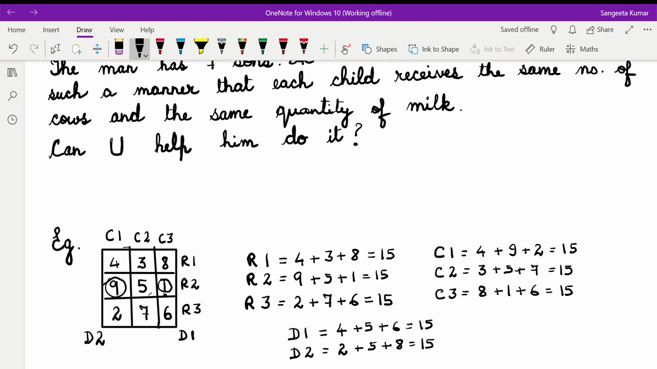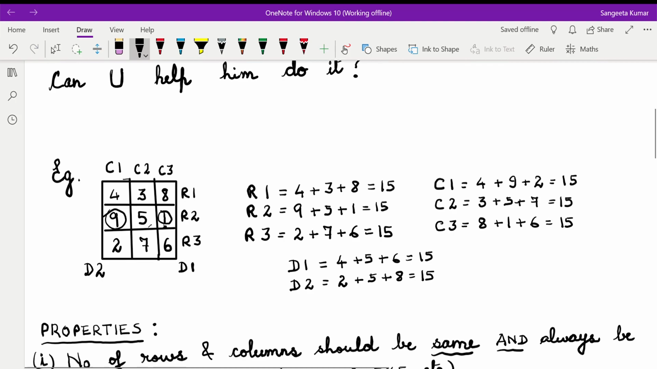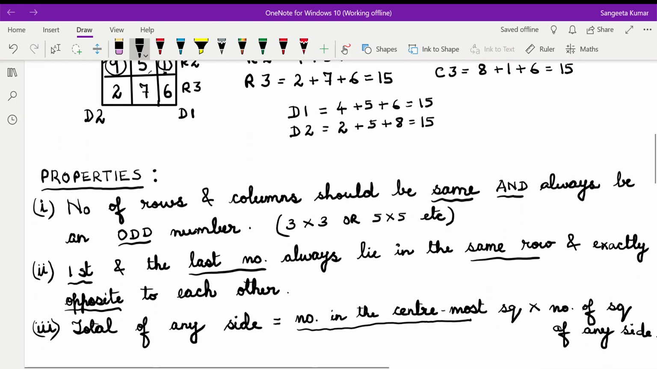How do we solve it? Or how do we fill such a magic square? There are certain properties and rules that are to be followed. First I'm going to deal with the properties. The properties are as follows.